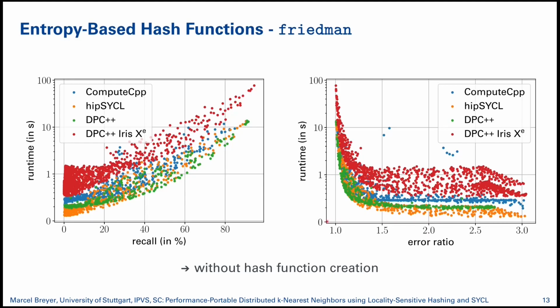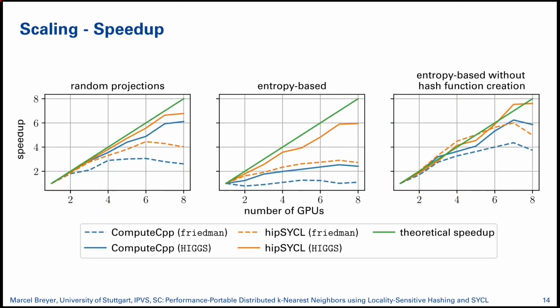Next, I've plotted the parallel speedup using up to 8 NVIDIA GeForce 1080 Ti GPUs using Compute CPP and HIPSYCL as SYCL implementations and the Friedman and Higgs dataset. At first, for the random projections, using the Friedman dataset, both SYCL implementations scale up to 6 GPUs, but the parallel speedup is bad, with a parallel speedup of not even 3 using Compute CPP and 4 using HIPSYCL.